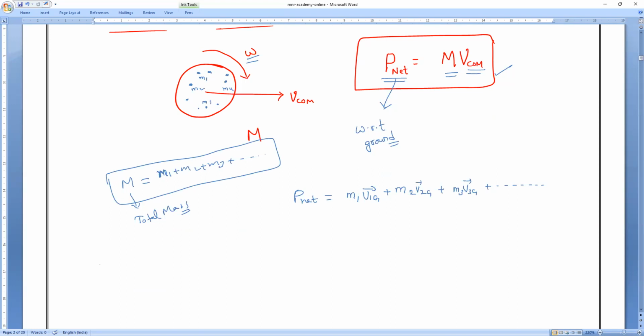We all know the velocity of any particle; we have written it before. The velocity of a particle with respect to center of mass equals the velocity of the particle with respect to ground minus the velocity of the center of mass with respect to ground. So the velocity of a particle with respect to ground equals the velocity of the particle with respect to center of mass plus the velocity of the center of mass with respect to ground. That is what we have done. Am I right, guys?